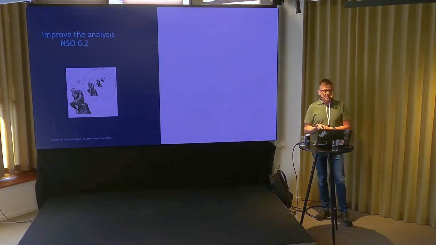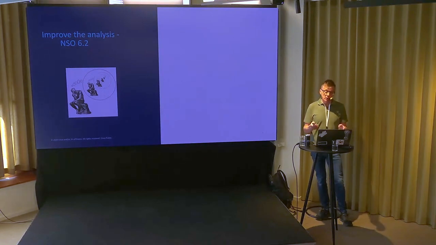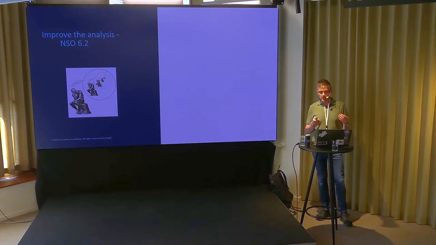Improve the analysis, 6.2. So at the very start of this project, we divided it into two parts. The goal of the first part was to improve the analysis of schema changes, what has been changed and what we must do. And the second part, which is included in the 6.3 release, is to improve the execution.